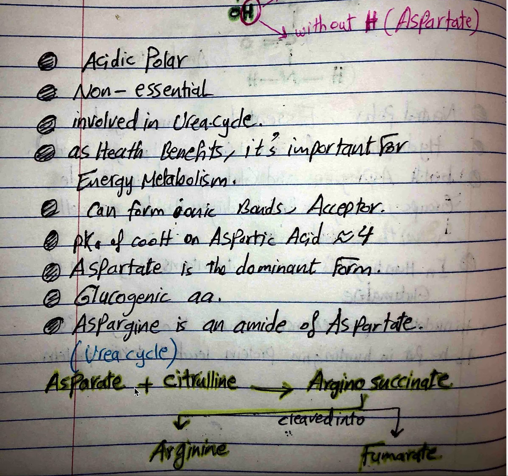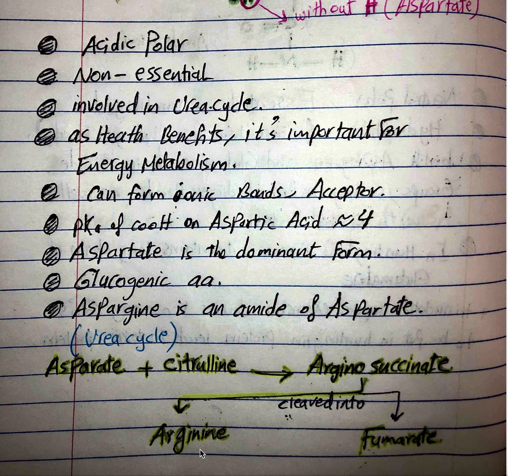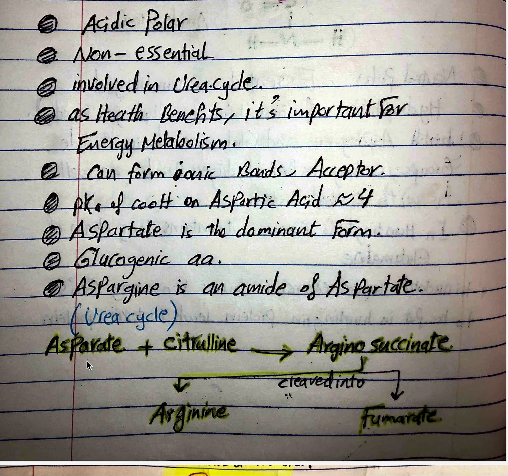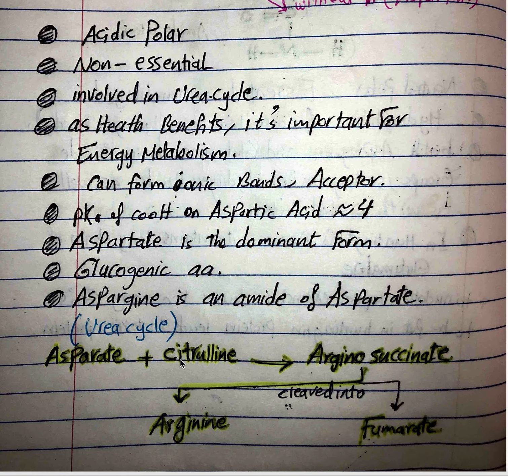And this is important in the urea cycle. A part of it is aspartate with the citrulline. Aspartate with the citrulline forms argininosuccinate, and then the argininosuccinate is cleaved into arginine and fumarate. So remember, it's a part of the urea cycle because aspartate with citrulline forms argininosuccinate, which is then cleaved to arginine and fumarate.